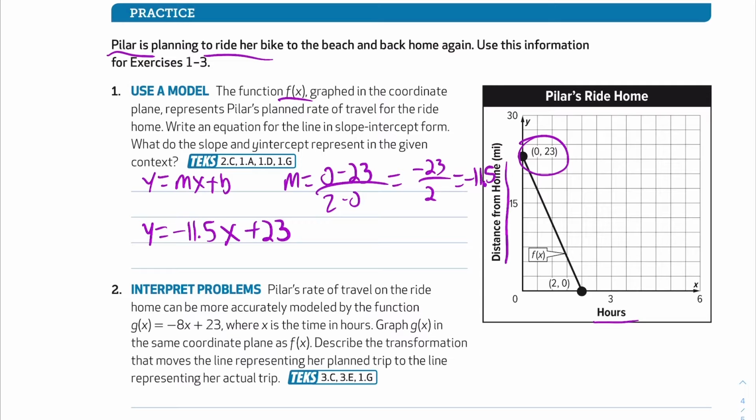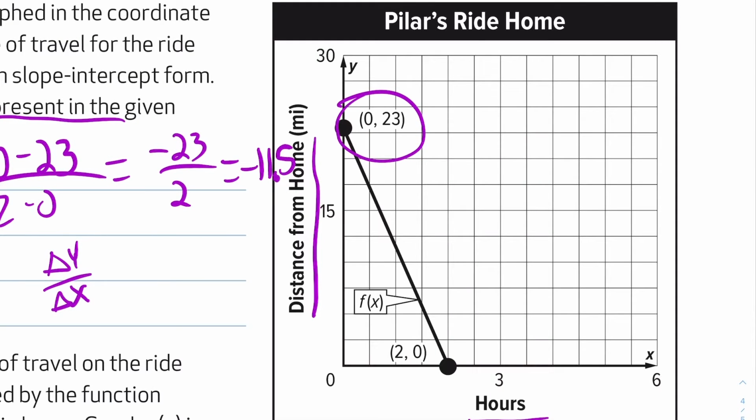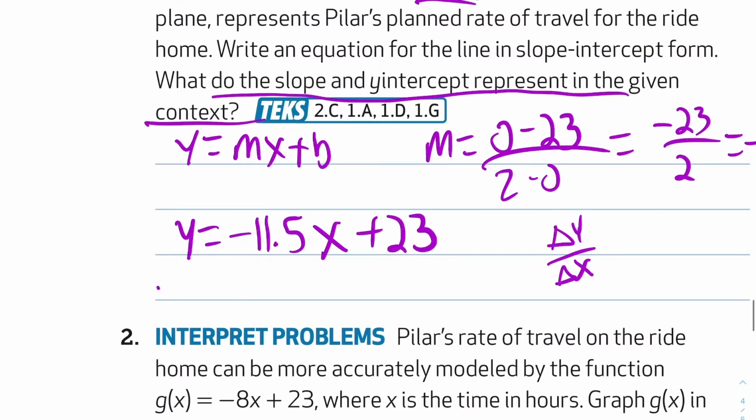When it asks what do the slope and y-intercept represent in context, that means you need to interpret what the slope actually means. The slope is the change in the y divided by the change in the x. The y is measuring the distance from home in miles, and the x is measuring the hours. What the slope is measuring, m is the change in the miles, and we're measuring by the hour, so miles per hour.